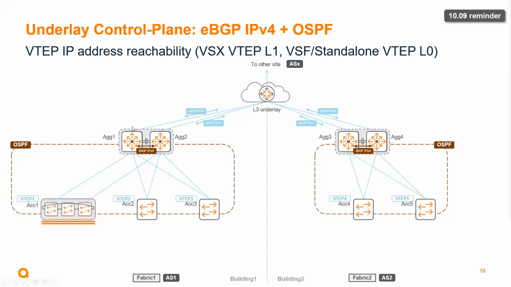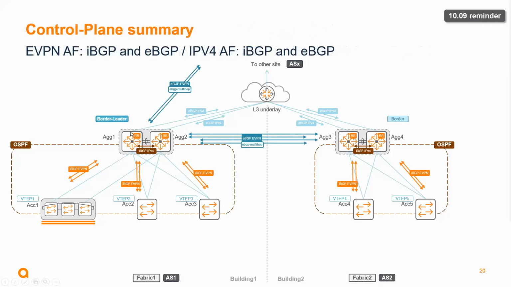To just have a continuity of underlay routing for loopback. Control plane summary: this is everything that I explained for the EVPN RS family, plus everything that I explained for the underlay routing. So this is just a summary slide.